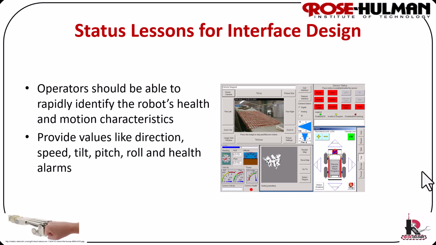So, status lessons for interface design. Operators should be able to rapidly identify the robot's health and motion characteristics and be provided values like direct speed, tilt, pitch, roll, and health alarms.